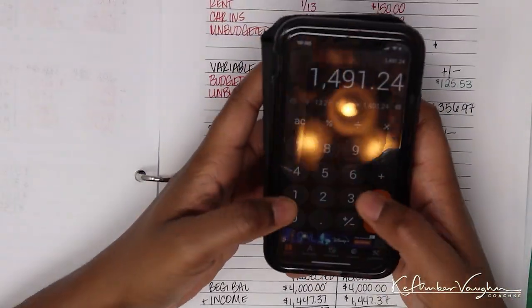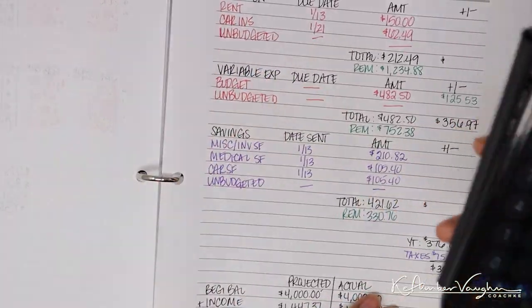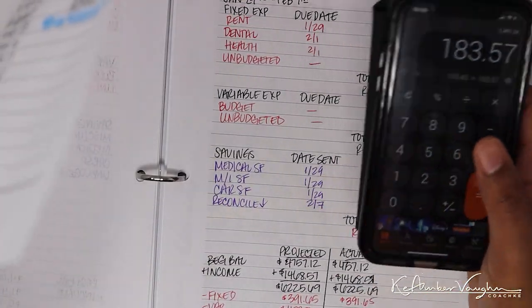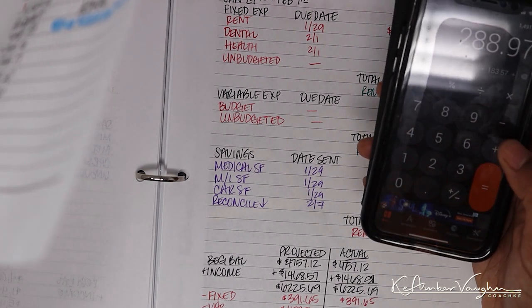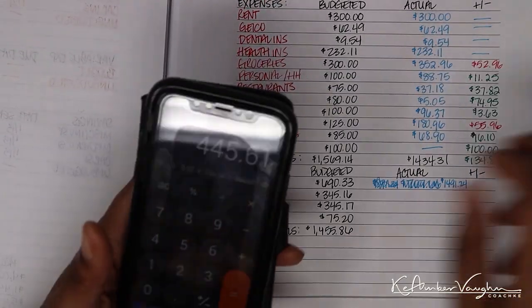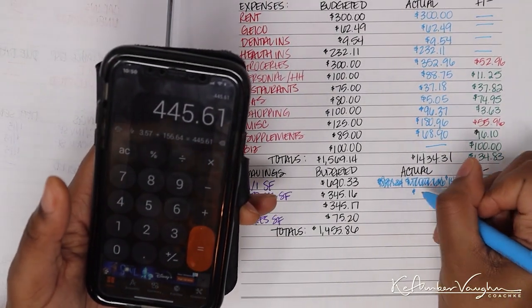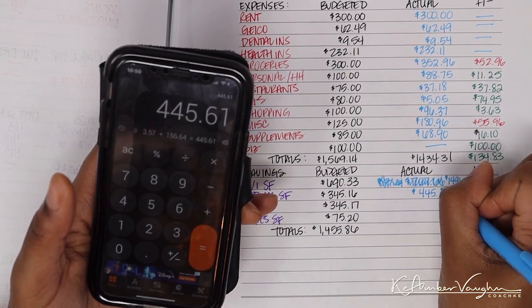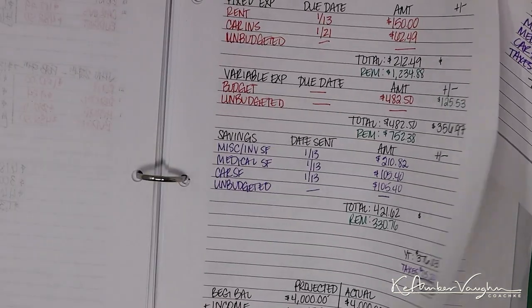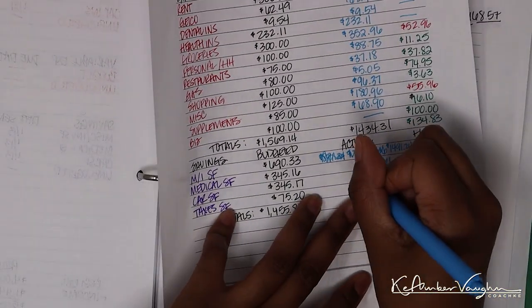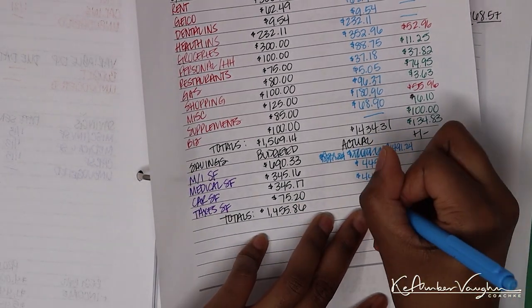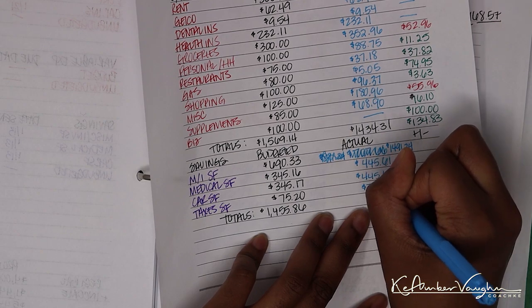Okay, so for medical, I sent $105.40 plus $183.57 plus $156.64. That gives me a grand total of $445.61. And I sent the same exact amount off to my car sinking fund, it looks like. And then my taxes was the $75.20.